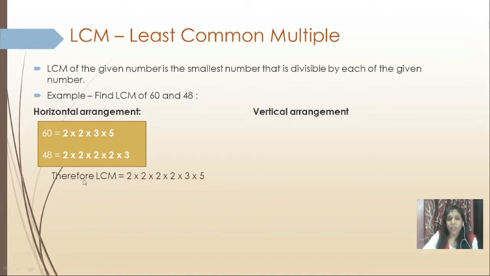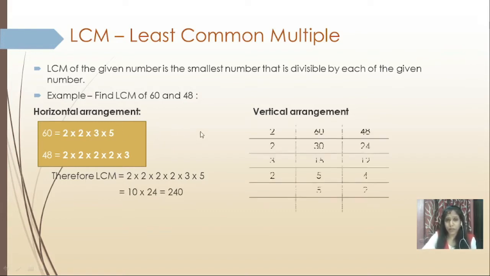Therefore, LCM is, if you observe, 2 common, we have taken this. Over here, 2 common, we have taken this. Now, 3 is common, we have taken 3. Now this 2 and this 5 are still remaining, correct? So we have also taken the remaining factors. So we take the common factors and we take the remaining factors also. And this is how we get our LCM, which is 240.